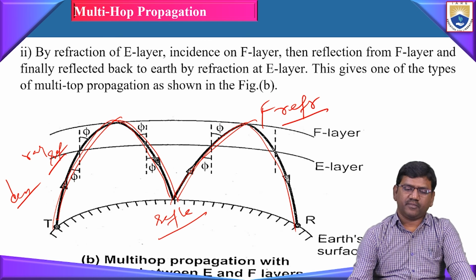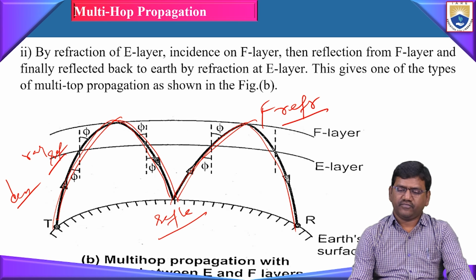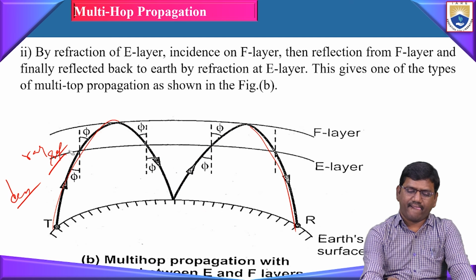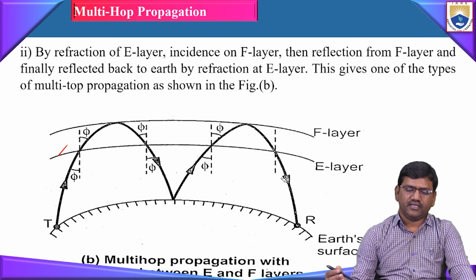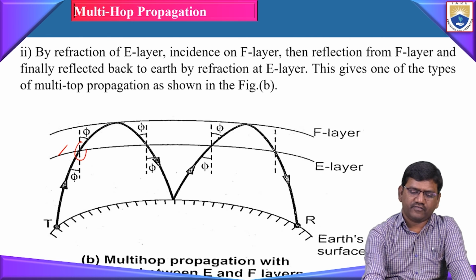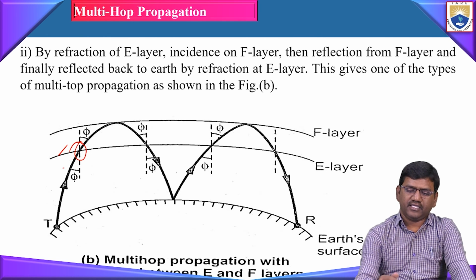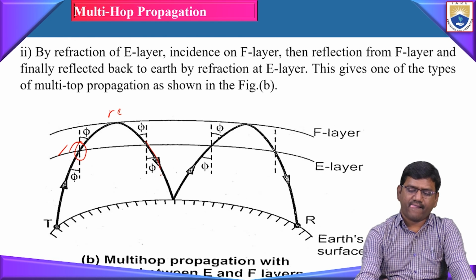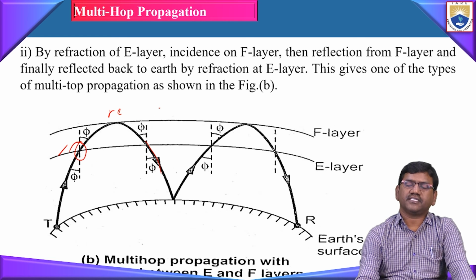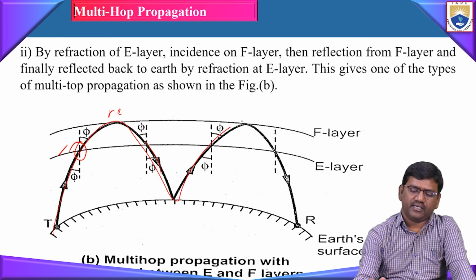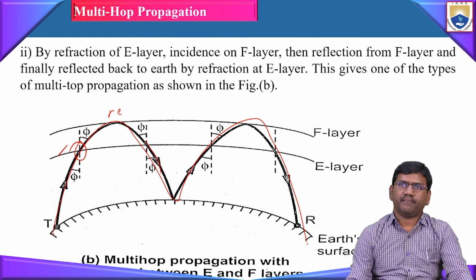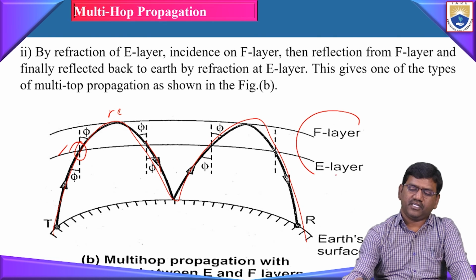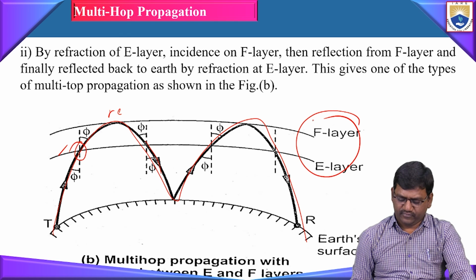You can also see here the multi-hop propagation by refraction of the E layer, incidence on the F layer, reflection from the F layer, and finally reflected back to the Earth by refraction of the E layer. As shown in the figure, one refraction is going to happen here, and again the reflection is happening here, back to the Earth by refraction of the E layer. Like this, with many refractions and reflections, the wave is going to travel in multi-paths. Hence the name multi-hop propagation. The multi-hop propagation is carried between the E and F layers.